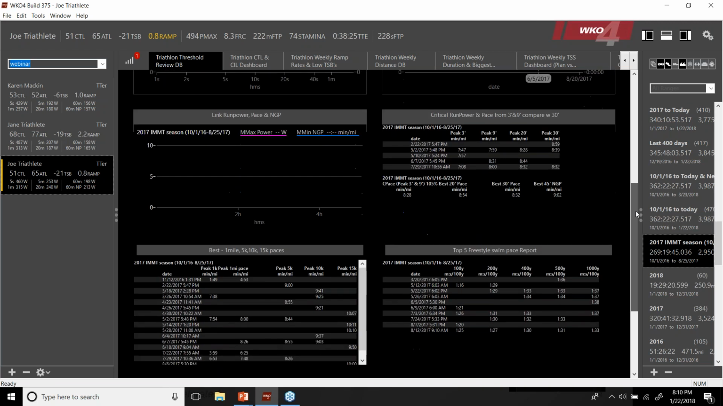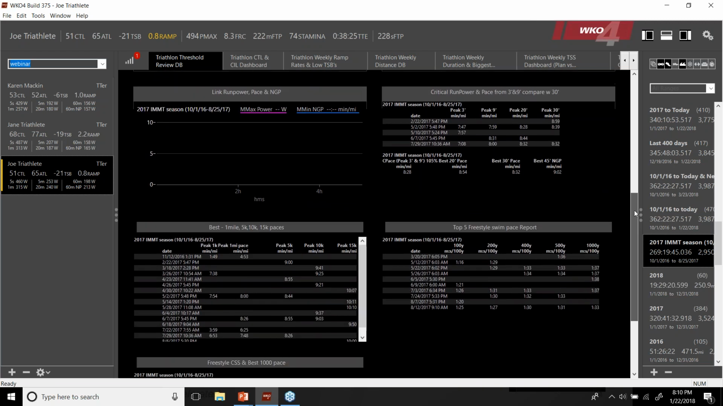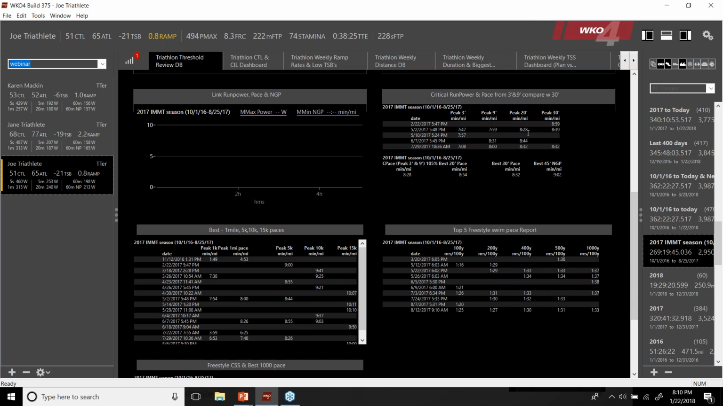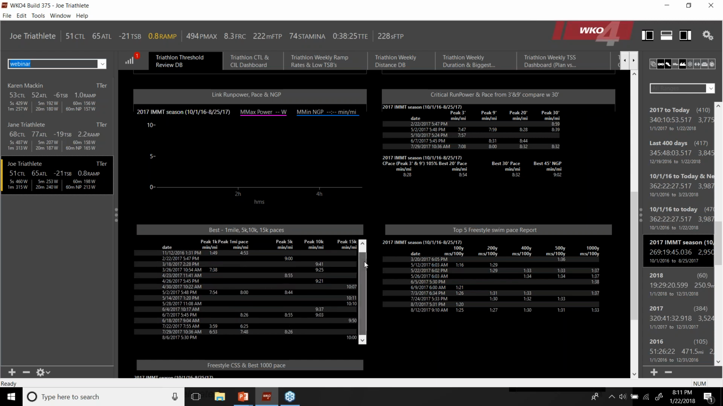So what I'll do is scroll down here and look at some other peak information: peak 20-minute pace, peak 30-minute pace. I even have 3-minute and 9-minute here, if they had some good hard efforts there, and you can do a little critical pace calculation. You also might want to look at their best mile, 5K, 10K, and 15K, some charts there as well. That will give you an idea of pace.